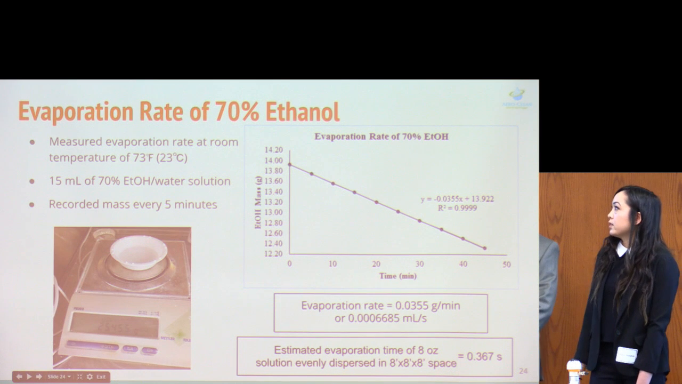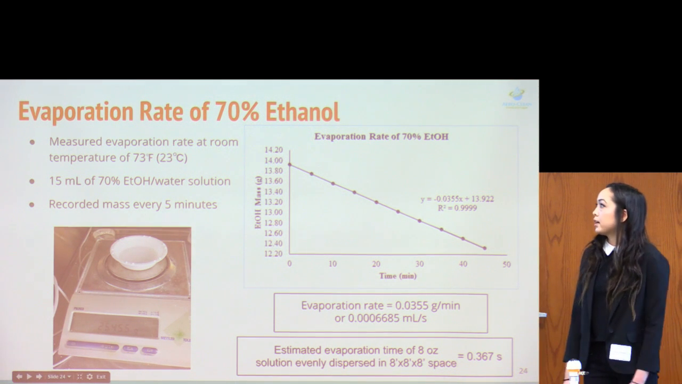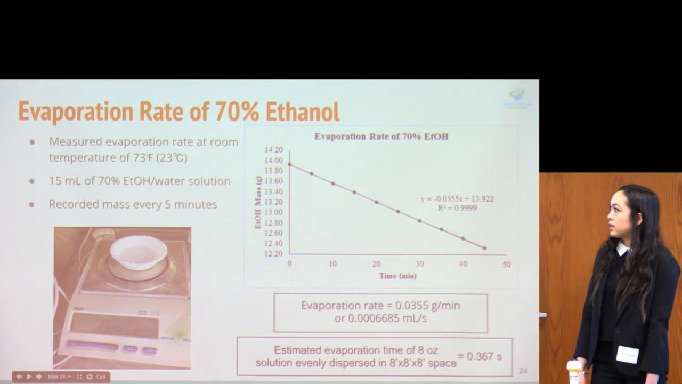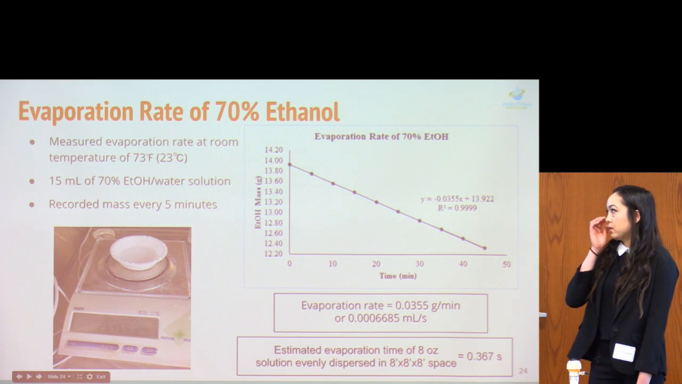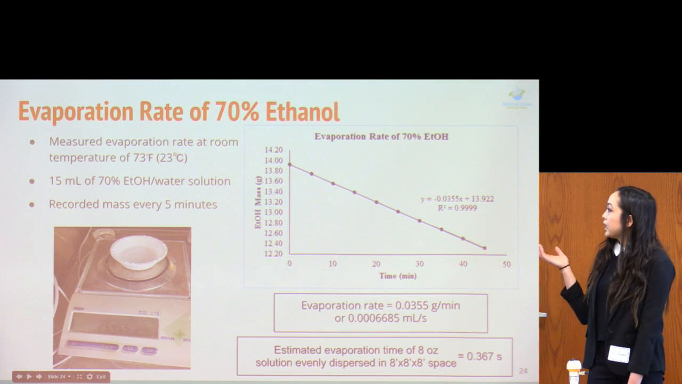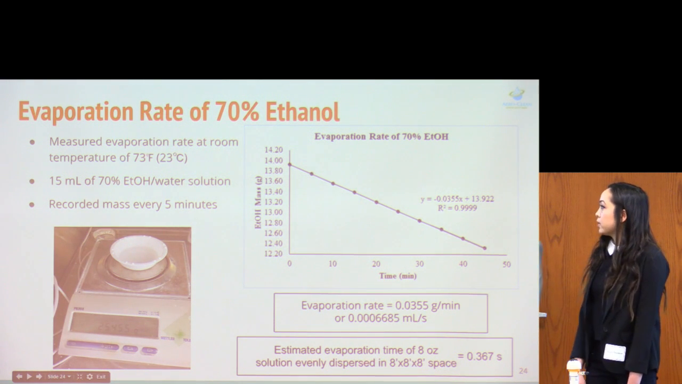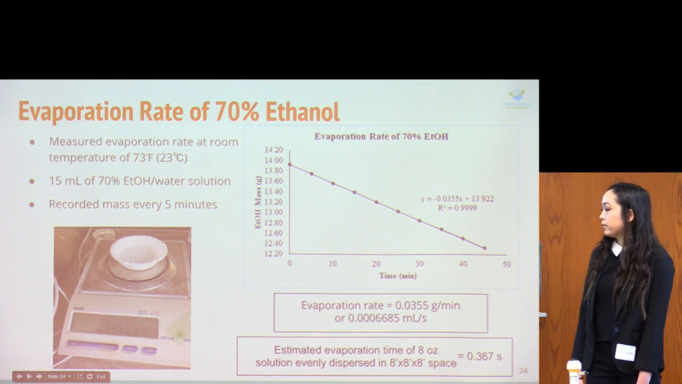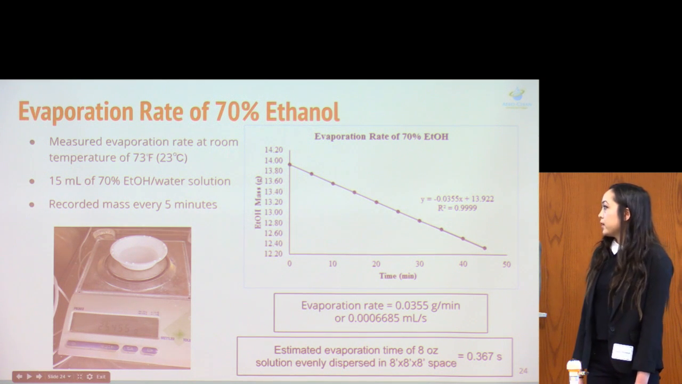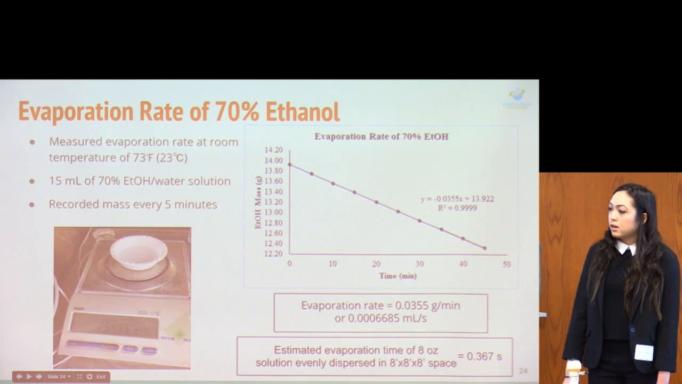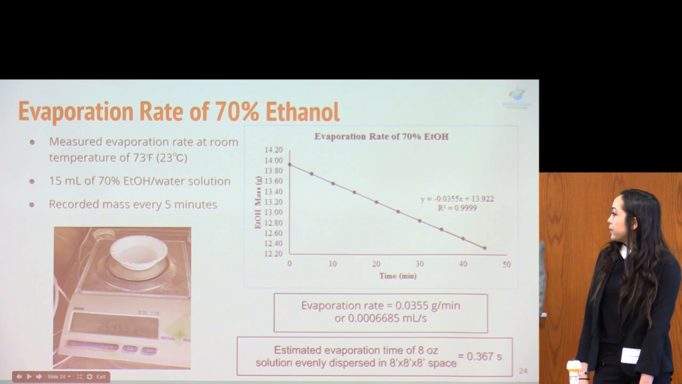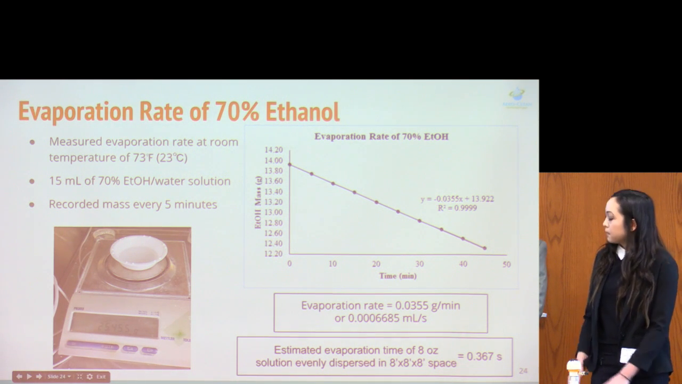And we also measured the evaporation rate of 70% ethanol solution. We filled a little dish that was about 2.5 inches in diameter with 15 mils of the solution, and recorded the mass every 5 minutes for 45 minutes. We plotted the results here, and from the slope of the line, we determined the evaporation rate was 0.0355 grams per minute. From this rate, we got a rough estimate of the time it would take to evaporate 8 ounces of solution if it was dispersed evenly in an 8 by 8 by 8 foot room, which would be about 0.367 seconds.